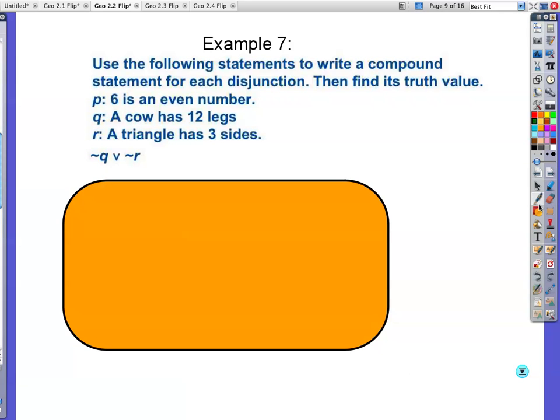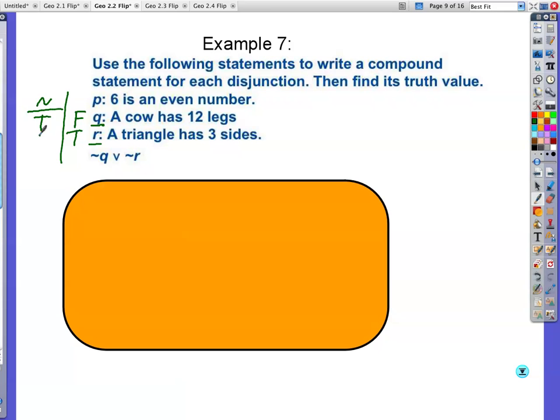Example 7. Each of the following statements, use each one of these, find the truth value. Okay? This is not Q or not R. So let's go look at Q and R. Q, a cow has 12 legs. No, we don't all live on a farm, but I think we're all pretty confident that it's going to be false. And if I look at R, a triangle has 3 sides, is true. Okay? So normally this would be false or true, but I'm negating it. So the negation would be the opposite. So I'm going to say this Q statement now turns to true, or I would write a cow does not have 12 legs, and to negate R, I would say a triangle does not have 3 sides.